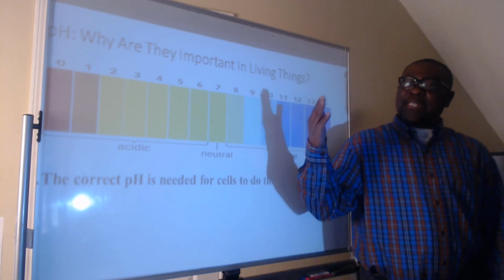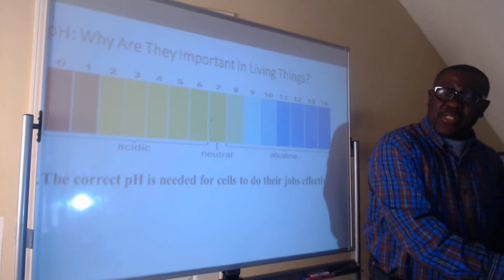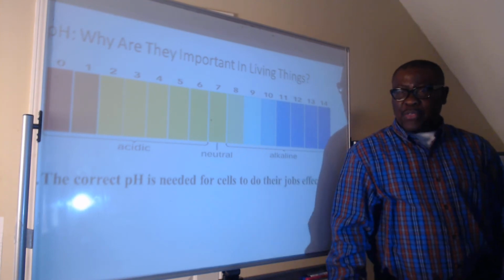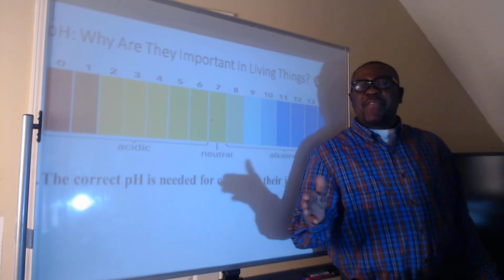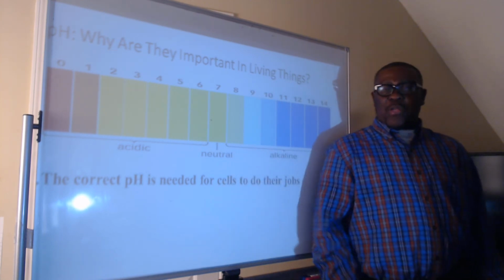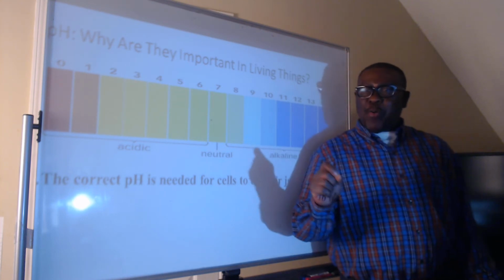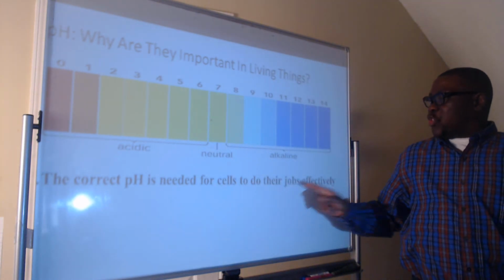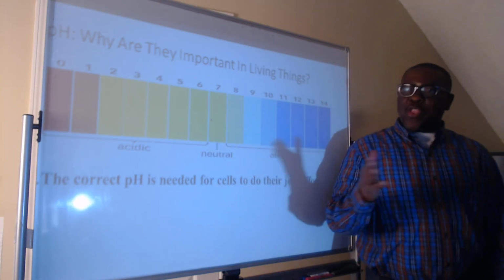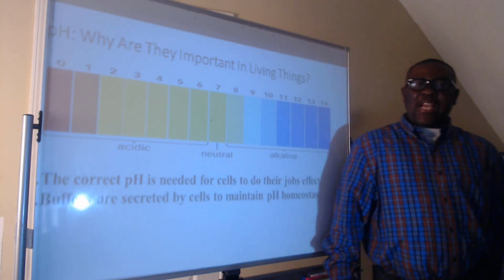Listen, the temperature you bake bread will not be the same temperature that you bake your cookies. They're different temperatures. It's the same thing with your cells all over your body. They behave differently in different environments. So that is one reason why the pH is important. Here it says the correct pH is needed for cells to do their jobs efficiently. I just explained that. Okay, let's go to the next one.